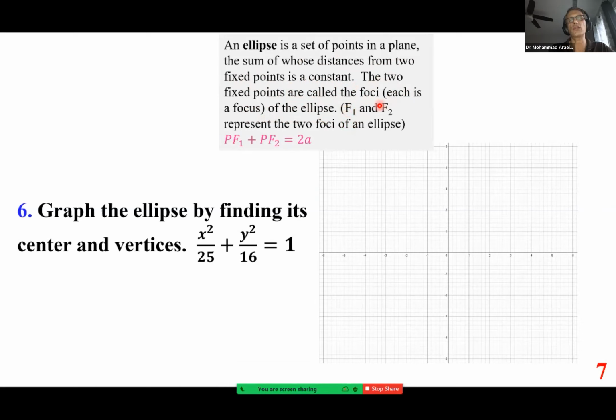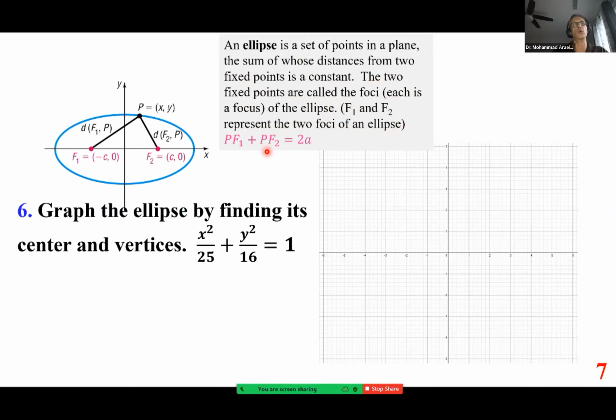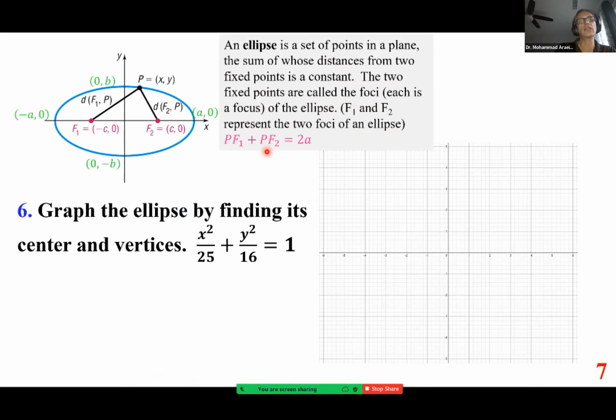F1 and F2 represent the two foci of an ellipse, where PF1 plus PF2 equals 2A. What do we mean by that? If you take a look at this one, this is elongated along the x-axis, and it doesn't have to be. In this case, (A, 0) and (negative A, 0) are the vertices. (0, B) and (0, negative B) are called the co-vertices.